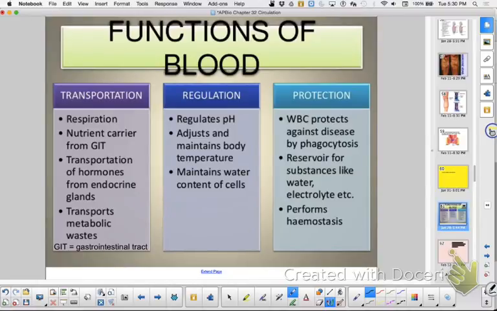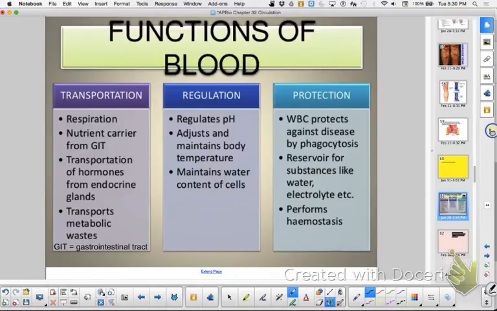Number 3, and you need to fill this part in your notes. Number 3, it helps maintain water balance and pH. Water balance and pH. 4, by regulating body temperature, regulating our body temperature. 5, carrying platelets and factors that ensure clotting to prevent blood loss.